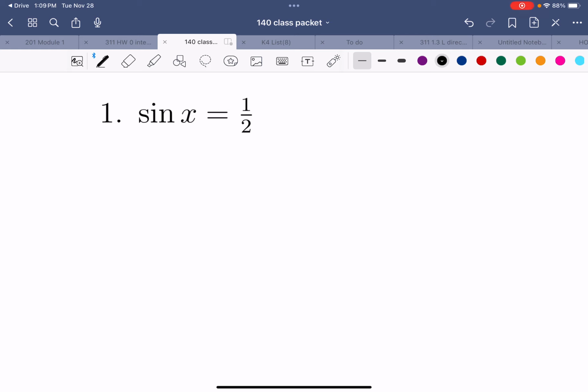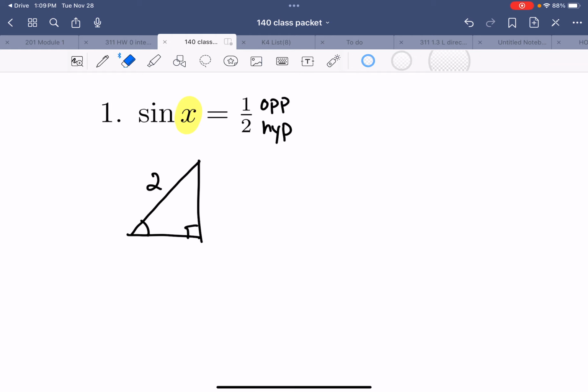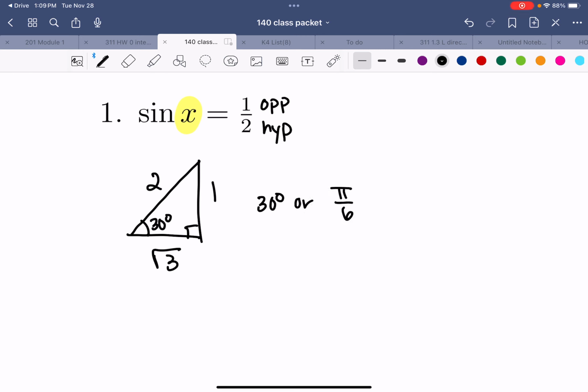We're going to start with sine x equals 1/2. So in this case, what I'm looking for is which angle x gives me 1/2. So which angle has opposite side 1 and hypotenuse 2, okay? Well, which one of our triangles does that? Our triangle that has a hypotenuse of 2 would be the 30, 60, 90. So if I put the side 1 opposite, that's this one, and that makes this the square root of 3. So this must be the 30 degrees, okay? So 30 degrees or pi over 6 if we're converting to radians.